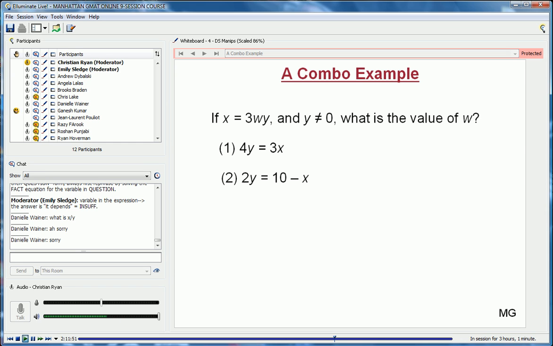So, Danielle, go ahead, jump on the mic. Tell us how you got there. Okay, so I isolated w, and you get x over 3y, which is 1/3 times x over y. So I just figured you have to figure out what x over y is, since we know what 1/3 is.